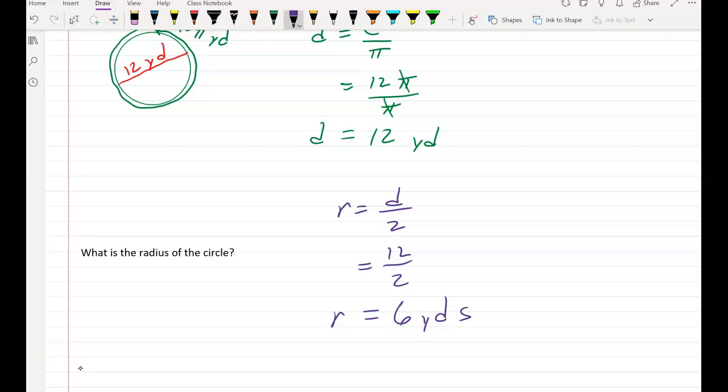And that's all you need to know about circumference, how to use it to find diameter, to find radius, or how to use diameter and radius to find the circumference.